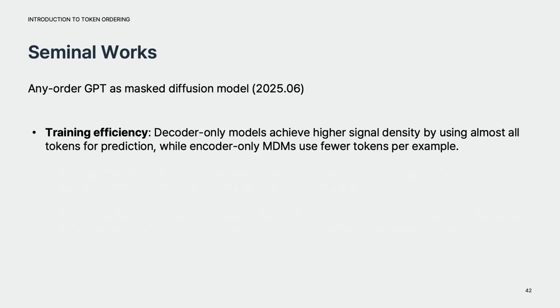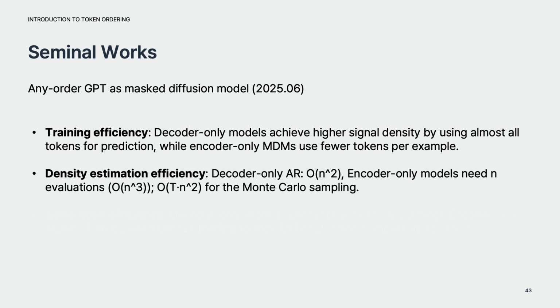This paper analyzes the advantages of decoder-based models as follows. First, training efficiency. They argue decoder-only models achieve higher signal density by using almost all tokens for prediction, while encoder-only MDMs use fewer tokens per example. The second one is density estimation efficiency. Decoder-only AR has order of complexity O of n squared. Encoder-only models require n evaluations, so order of n cubed, or O of t times n squared in the case of Monte Carlo sampling.